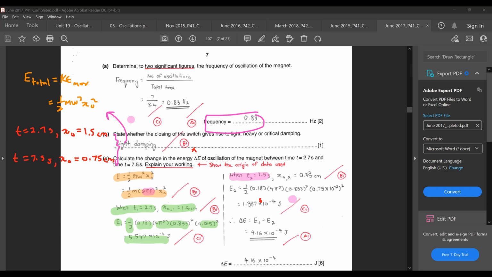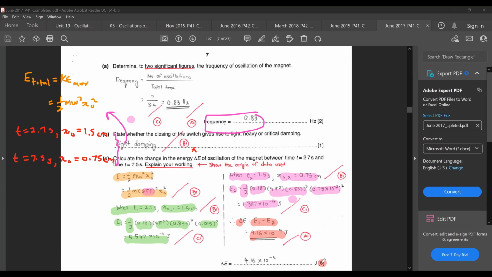Then you repeat again for the next timing. When t is 7.5 seconds, the amplitude is 0.75 centimeter. So the new energy is half times mass times 2 pi f squared times the amplitude changed to meters, giving you this. And then finally, your answer will just be the difference between the two values.